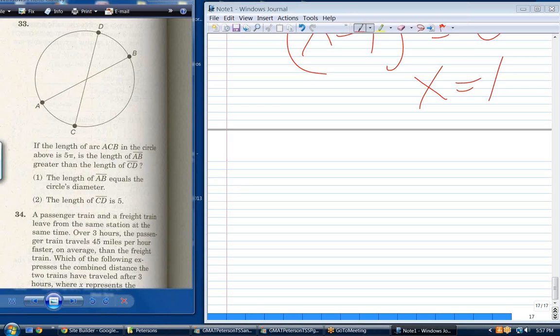So which one do we start with? 2. So the length of CD is 5. And that's the length of that line is 5. You can't solve it with that. No, that doesn't tell us much. And notice something else about this. They never said this goes through the center. That is not the center of the circle. Okay, so 2 is a definite no.